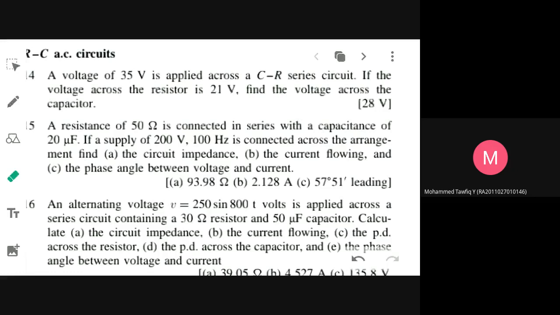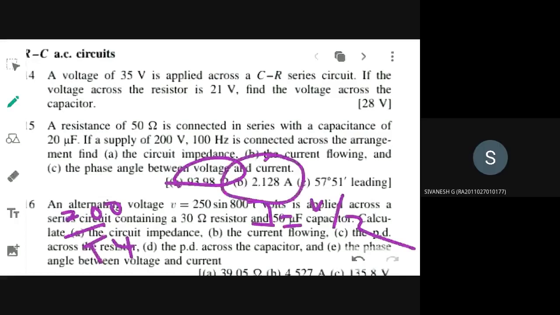Okay, anyways, have you found out the answer? Back to class. Circuit impedance, you got 93.98, 94.3. Okay, 94 is okay. Then current, 2.120, that is 200 divided by 94, I think. You got what answer? 2.128 means well and good. Then phase angle, phi.